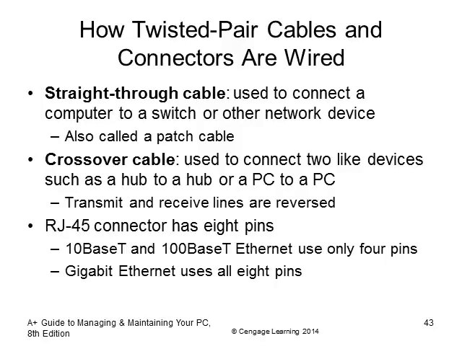Okay, the RJ45 connector has 8 pins. The 10 base T and 100 base T Ethernet uses 4 pins. Gigabit Ethernet uses all 8.